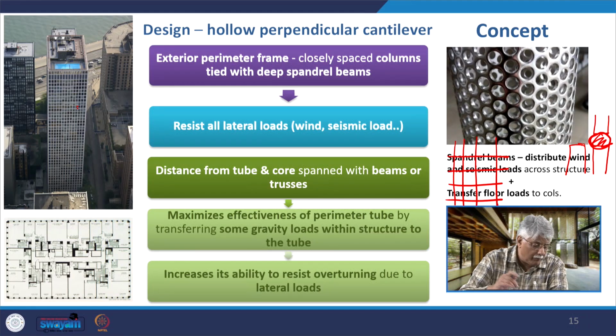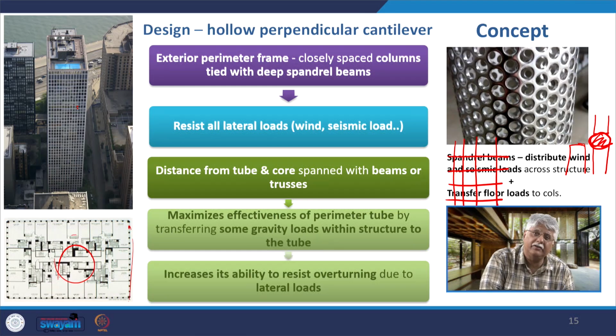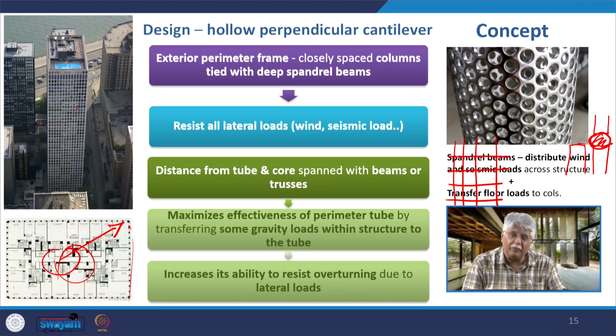And the distance from the outer tube which you see here, and the inner core is spanned with beams and trusses. So, the outer tube and the inner core are connected with each other through beams and trusses. What is the advantage of that? This maximizes the effectiveness of the perimeter tube, the outer tube, because some of the gravity load from the core gets transferred to the outer tube. Because of these trusses and beams connecting the core and tube, some of the gravity load from the core gets transferred to the tube, and thus the tube is able to carry some gravity load.